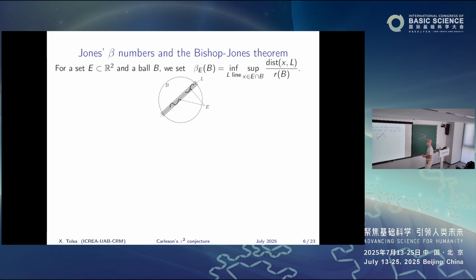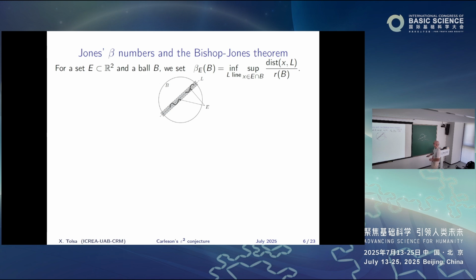So if this set is contained in a line, this coefficient will be 0. And on the line, not through the origin? No, not necessarily. Here it looks like it goes through the origin, but maybe it's slightly off. Okay. Not necessarily.